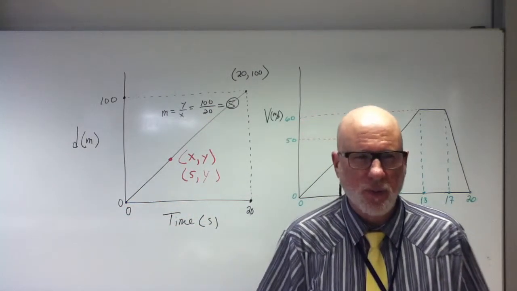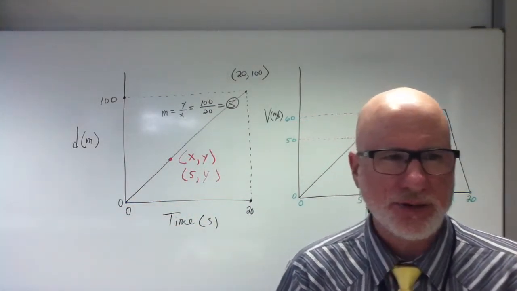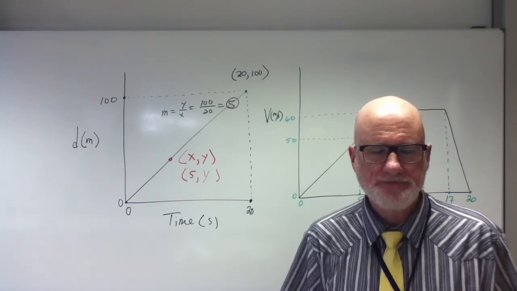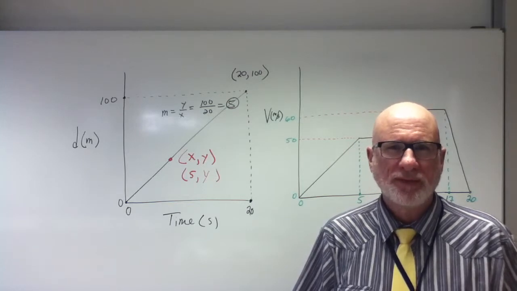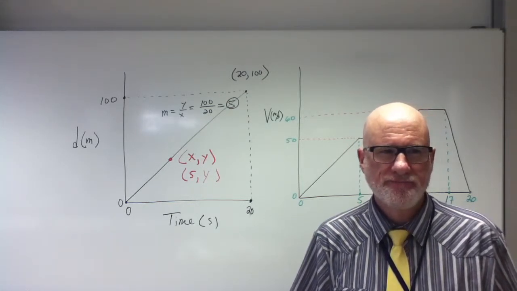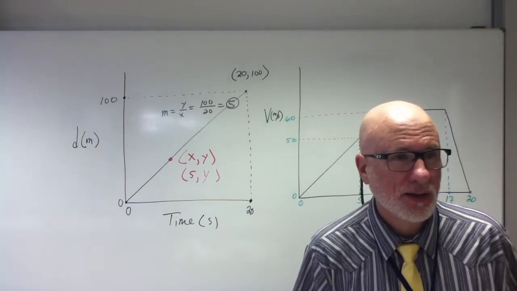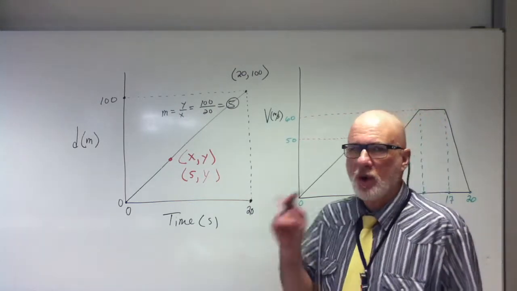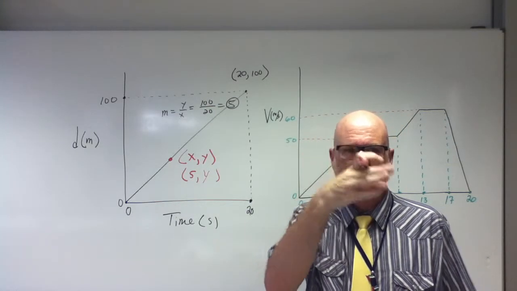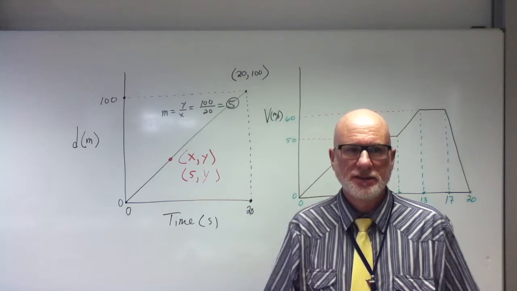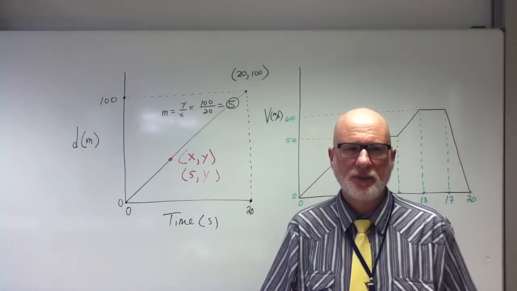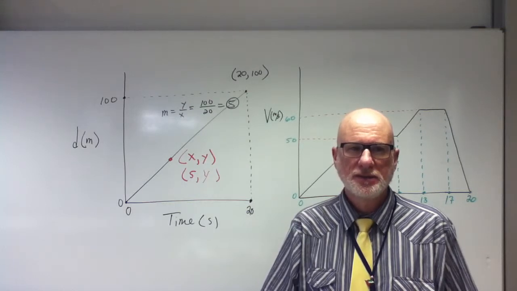All right, give it one more shot. Chance to redeem yourself. What would Y have to be if the slope is going to be 5? What did you say? 1. No. It's Y over X, not X over Y. I understand that guess. That was actually a pretty good guess. Y over X, right? All right, go ahead. Give it one more shot. You can do this.